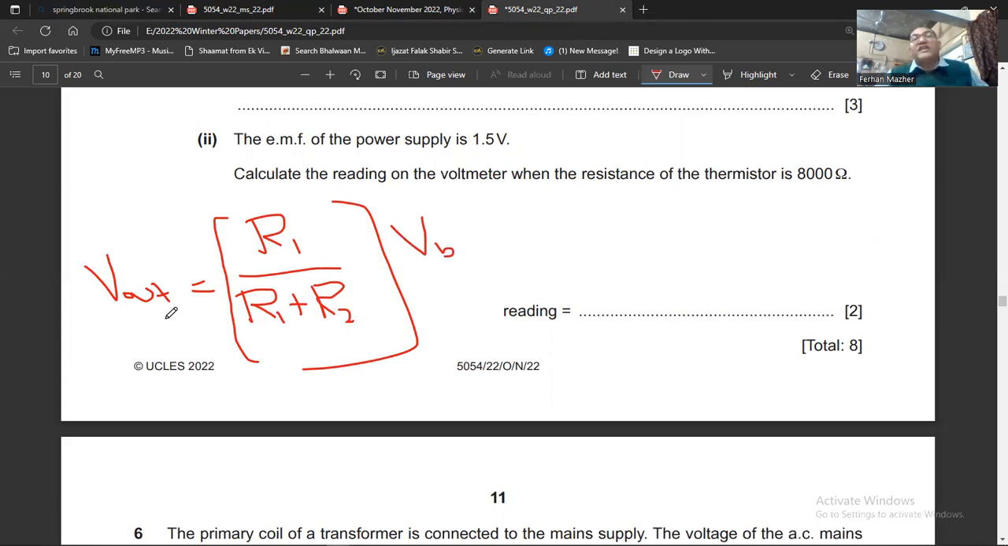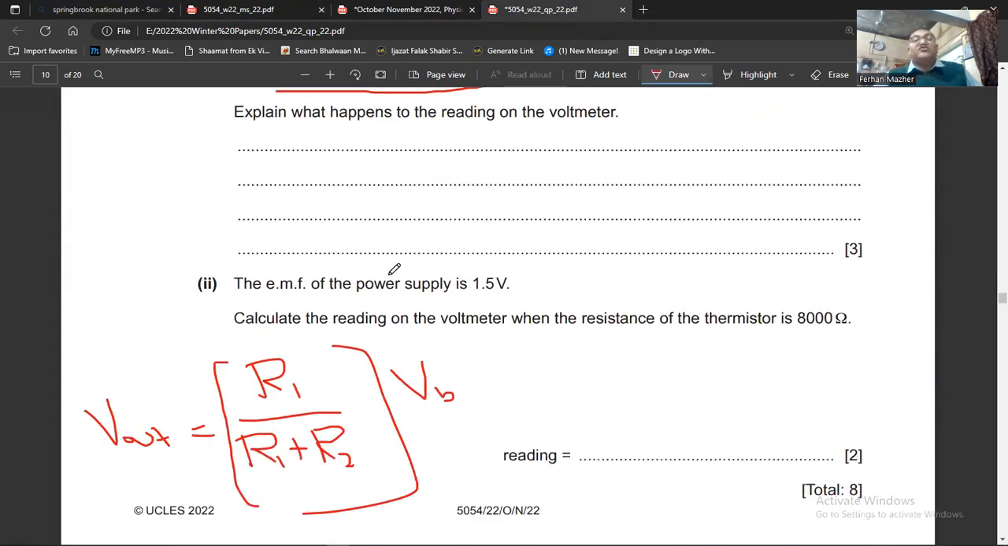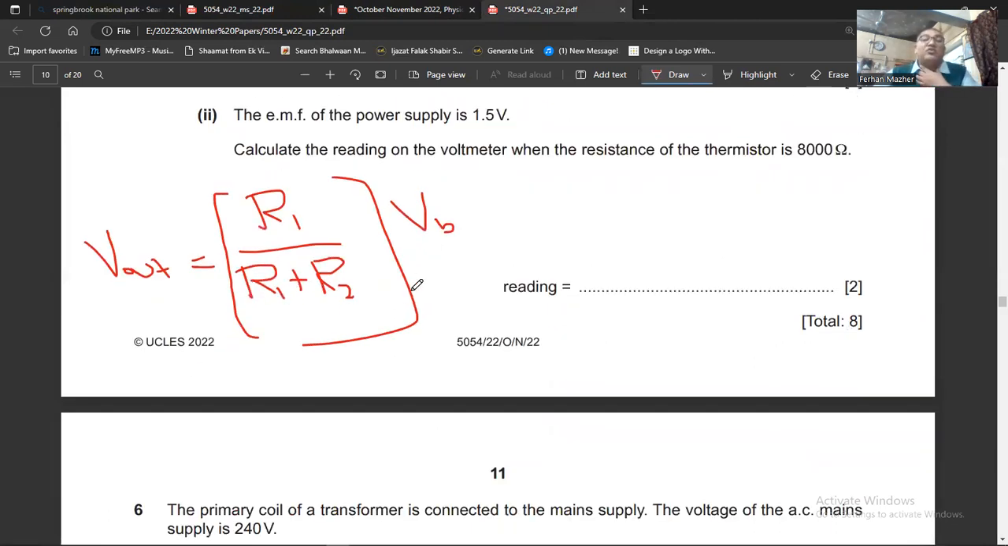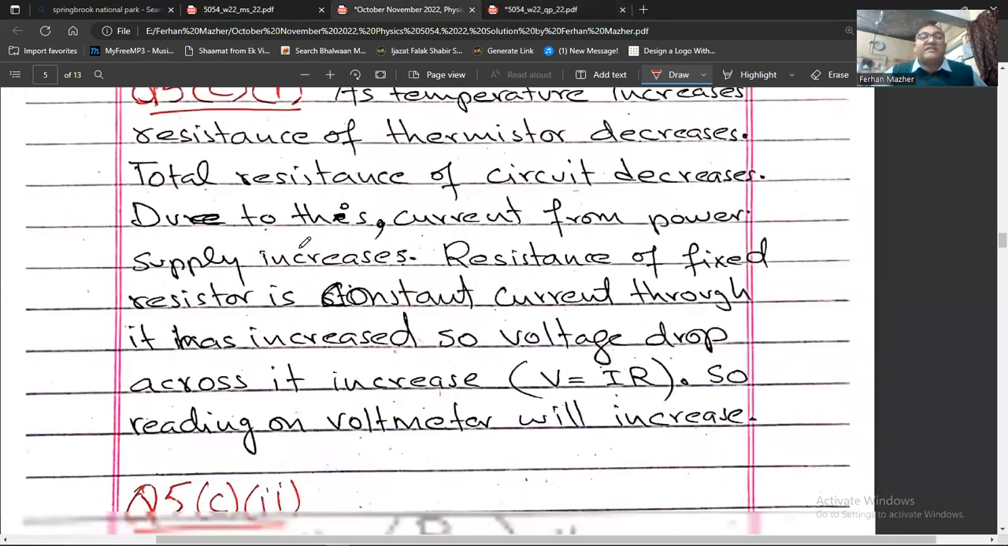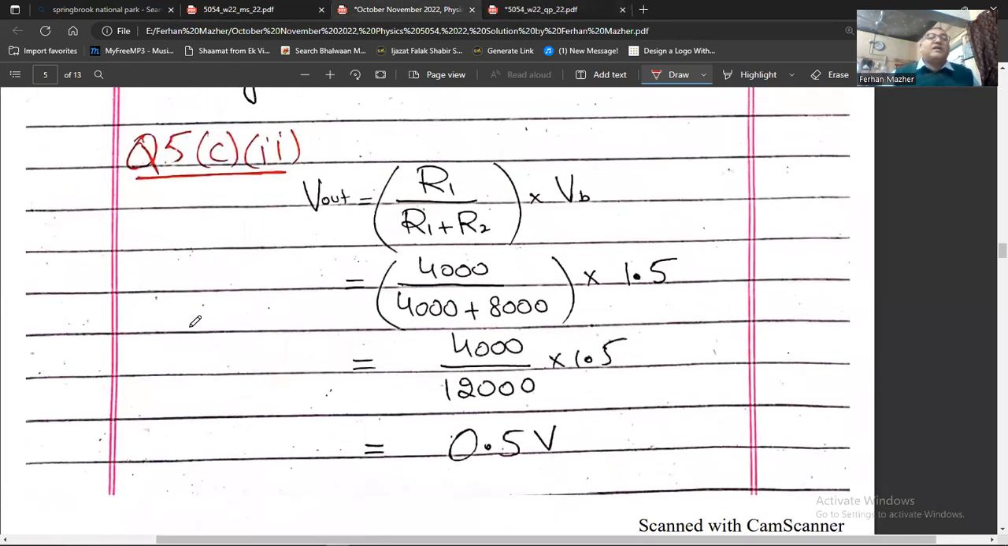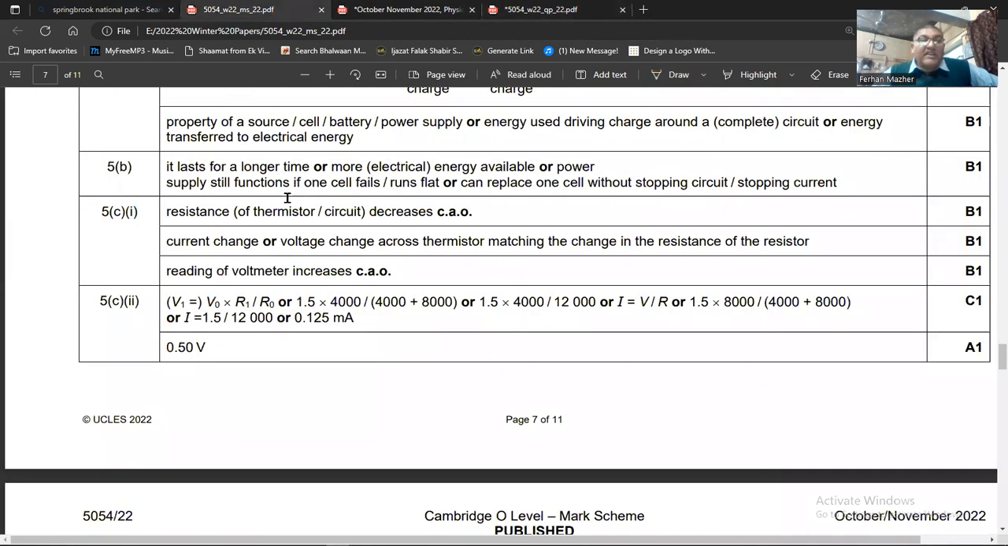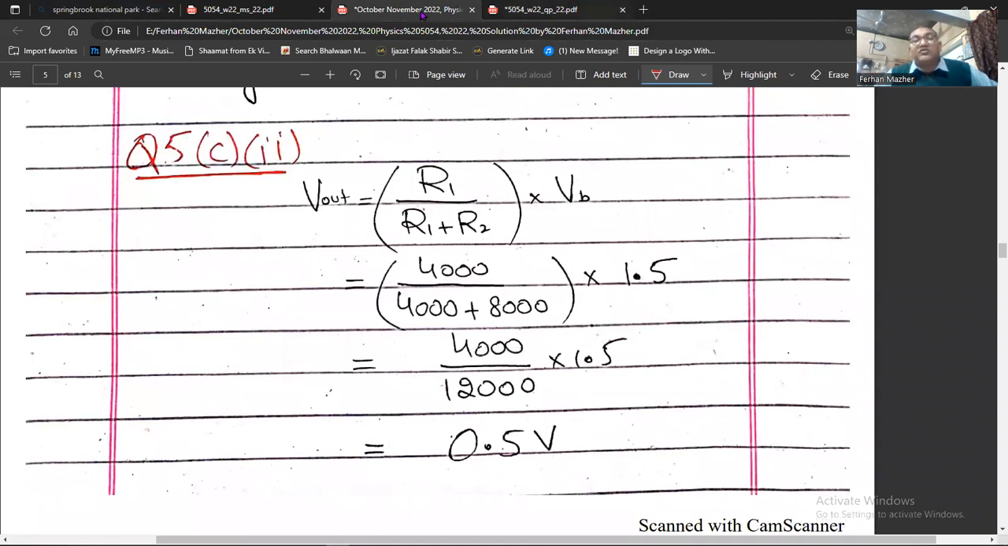So if you are taking this V out from R1, the V out will be R1 divided by the total resistance, multiplied by the voltage of the battery. So just put these values. The R1 is 4,000 ohm, the R2 is 8,000 ohm. So it will be 4,000 divided by 4,000 plus 8,000, that will be 12,000. Multiply by the voltage of the battery, that is 1.5 volt. When you do this on your calculator, you get 0.5 volt. So the reading on the voltmeter will be 0.5 volt. I hope you understand. This is the solution.